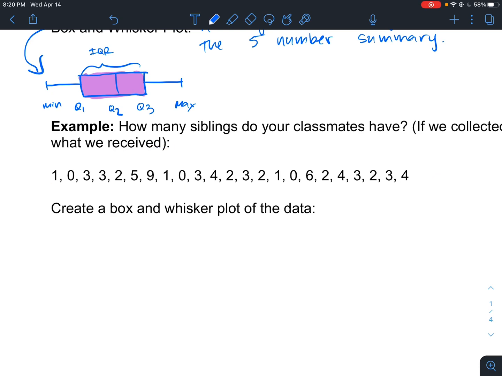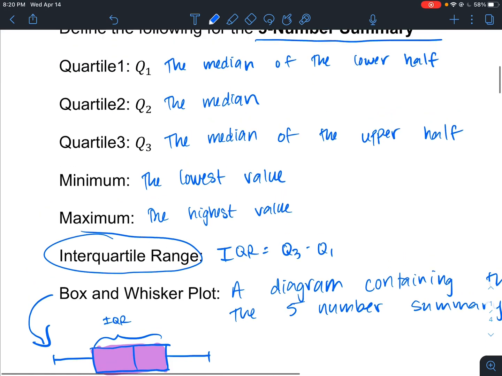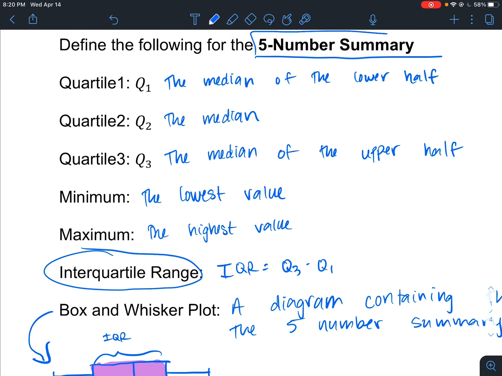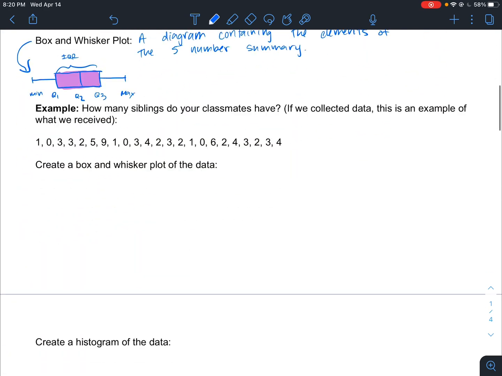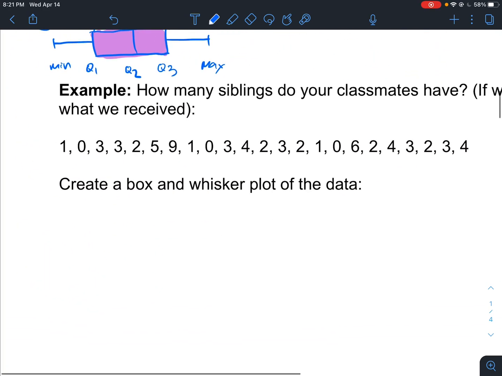So if this is the data that we receive, we want to create a box and whisker plot of this data. To create a box and whisker plot, we need the 5-number summary because that's what the box and whisker plot is composed of. It's composed of these 5 numbers. So in order to do this, we need to find the median and the Q1, Q2, Q3. To do that, our data needs to be organized in the correct order. So we should organize this in an order from smallest to largest.